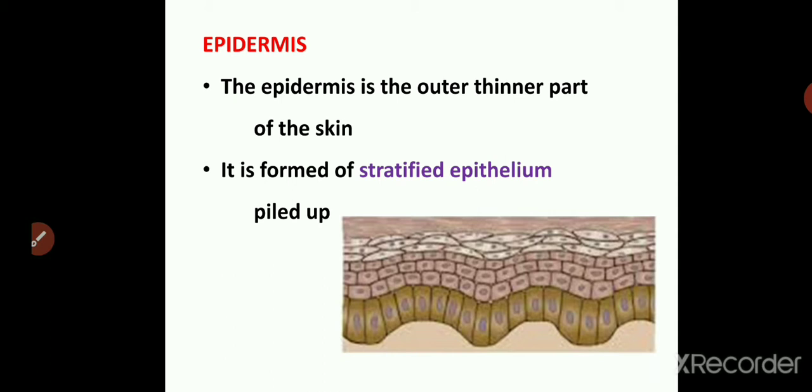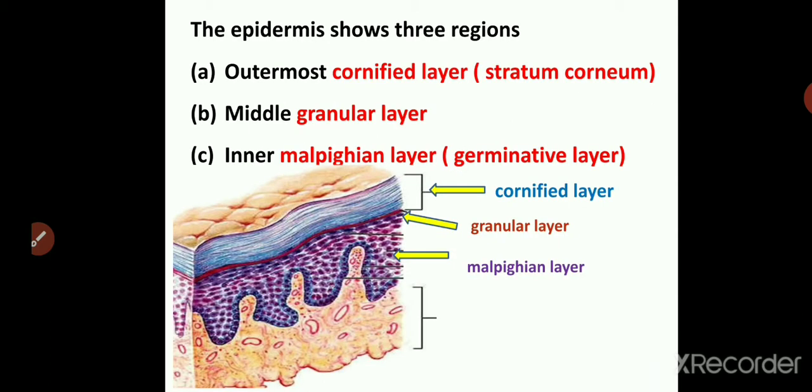one above the other. And the thickness of this epidermis differs in different regions of the body. That is, it is thicker in the palms and the soles and very thin in the lip region. That is why it gives extra sensitivity to the lips. So this epidermis is divided into three regions.